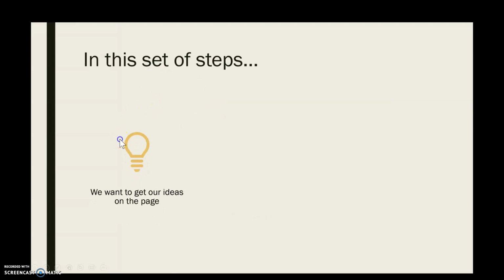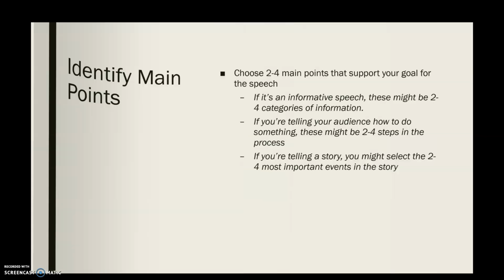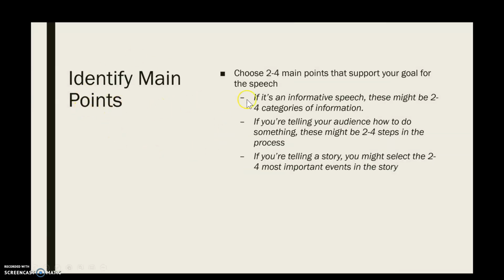So in this set of steps, we basically want to get our ideas on the page, get them organized, and get the body of the speech to a semi-final form. For identifying the main points, you'll choose 2 to 4 main points that support your goal for a speech. So in an informative speech, this is going to be 2 to 4 categories of information. If you're telling your audience how to do something, it might be 2 to 4 steps. If you're telling a story, it might be the 2 to 4 most important events in the story. In this class, I really wouldn't expect you to use fewer than 2 or more than 4 main points or body paragraphs. Maybe in the informative and persuasive late in the semester, but even then, you probably should be able to do it in 3 paragraphs.